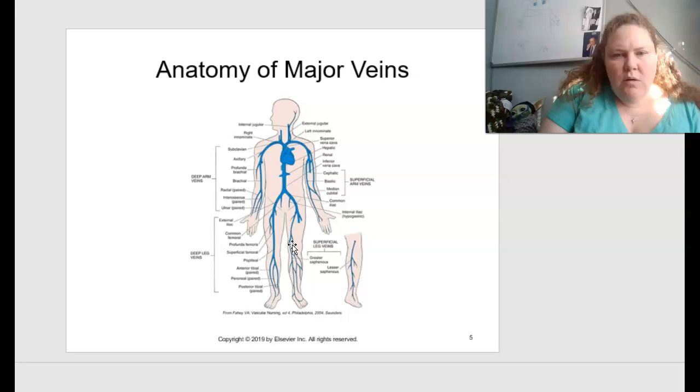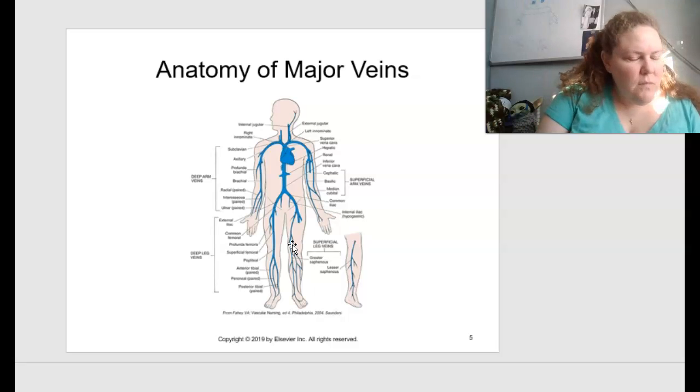We also have the anatomy of the major veins, and this is on page 187 in figure 10.2. This one has a little bit of a demarcation. Here you have the deep arm veins, which include the subclavian vein, the profunda brachial vein, the brachial vein, radial, the ulnar, all of those. Then you also have your deep leg veins, which are isolated to the leg. And over here you have your superficial arm veins. So you have deep veins, and you also have your superficial arm and leg veins as well. Again, that's on page 187.